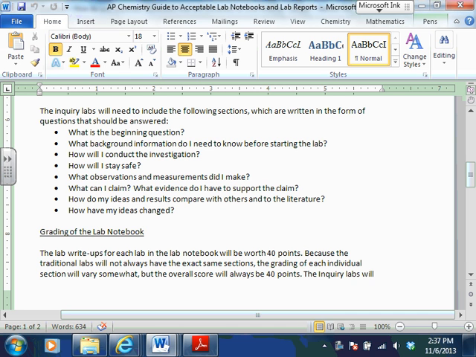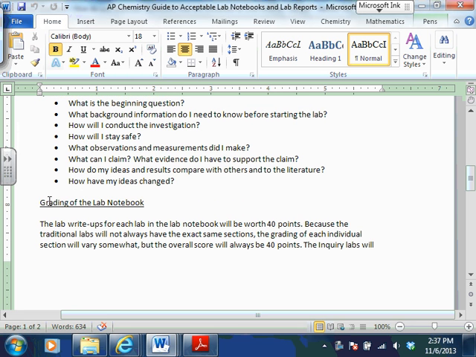So as far as the claim, again, we would talk about which solvents did the best job, and then your evidence for that would be your RF data, okay, which you will have all of tomorrow after everyone calculates it. How do my ideas and results compare with others in the literature? I will give you the literature values for the RF tomorrow. I don't care about you comparing it with others in the class itself. I want you to compare it to the literature data, okay? And then we'll see how close we got as far as the RF values that we calculate for the ones that we can calculate it for.